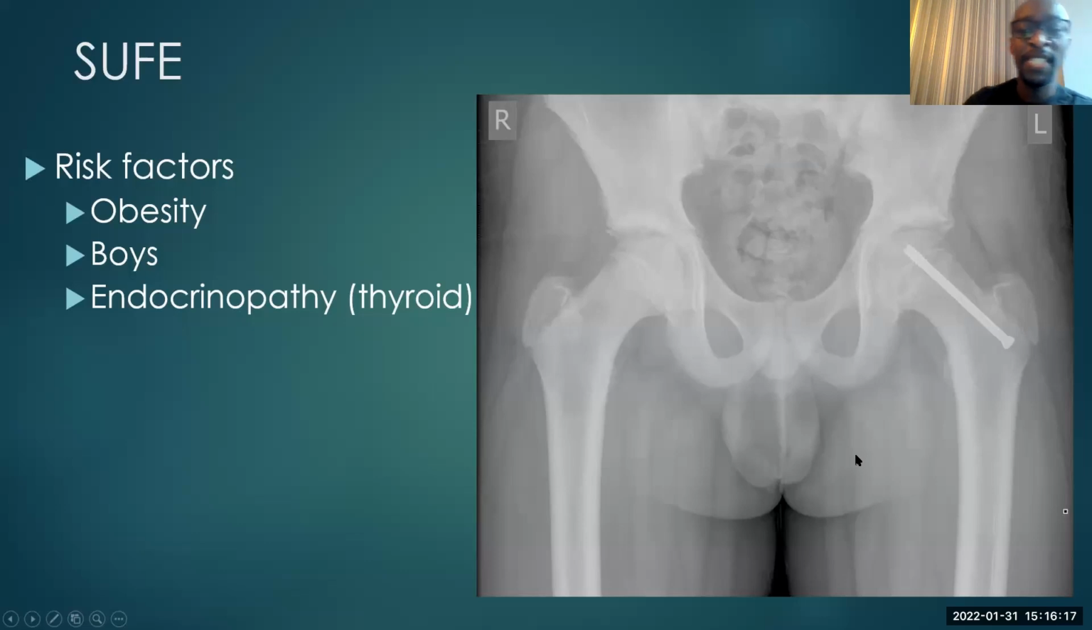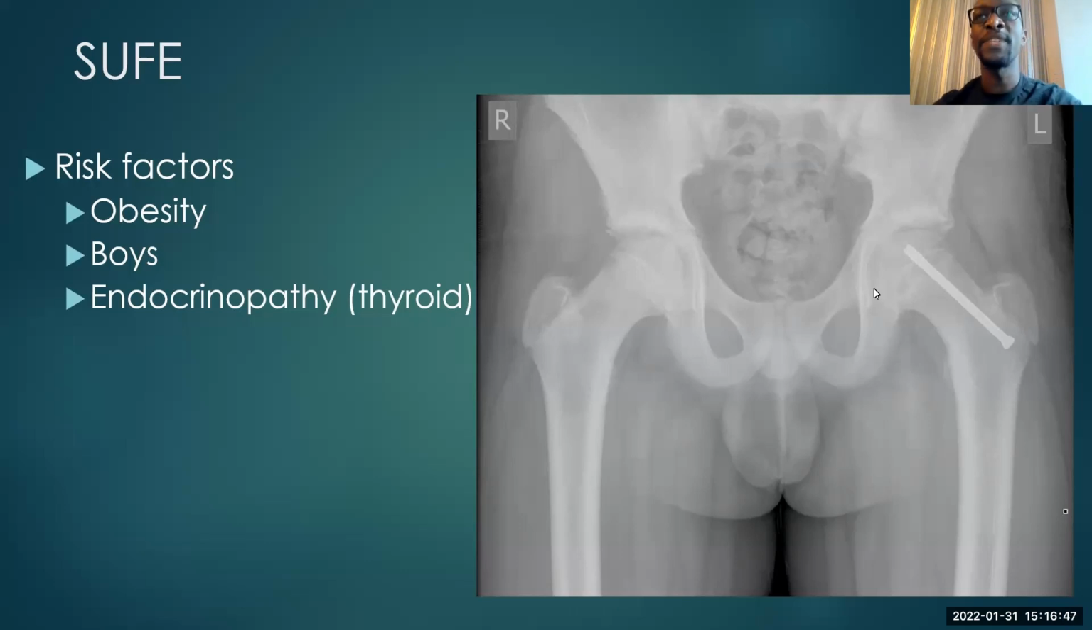Risk factors: obesity, and in fact, in this particular chart, you can see there's quite a lot of soft tissue. Boys, and endocrinopathy, particularly if there is thyroid acropathy, then that is a risk factor. And how do we fix these things? Orthopods quite like cannulated screw fixation. So they'll go into, something on the chat. Okay, great, I'm glad that answered the question. The orthopods will go in and do cannulated screw fixation.